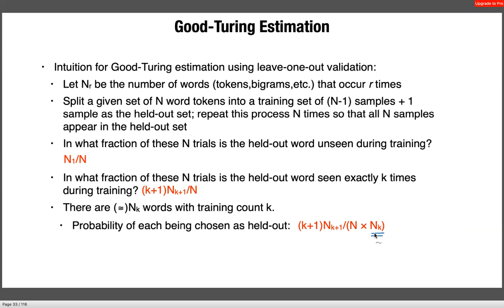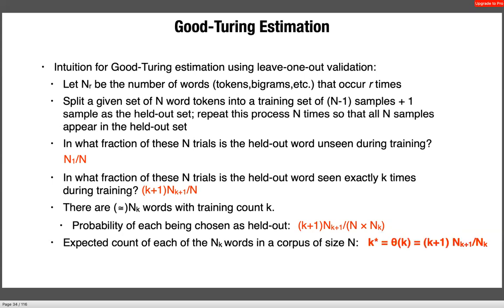Okay, so now this is the probability of each of these words being chosen as a held out sample. Okay, so then what is the expected count of each of the nk words in a corpus of size n? That we're going to denote by k star. And so here you have this probability. From this, you can see that the expected count is, once you omit this n out, right? So the expected count of each of the nk words in a corpus of size n would just be k plus 1 times nk plus 1 by nk.